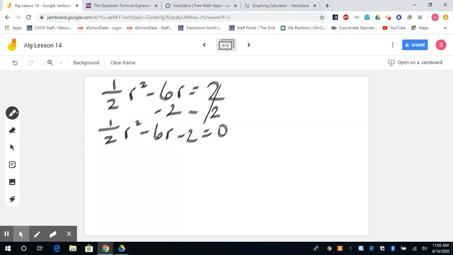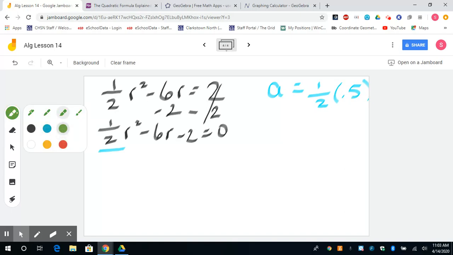Okay, let's list my numbers. So a is 1/2. You can also use 0.5 if you want, so you don't have to use fractions. b is negative 6, right? It's in front of r. And c is negative 2.